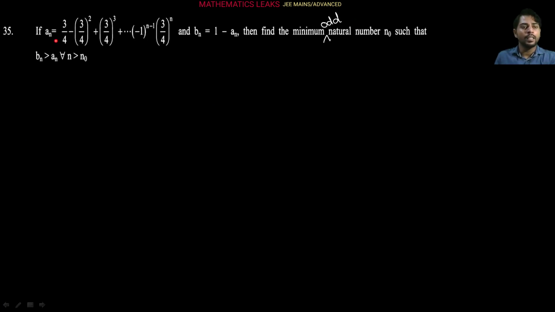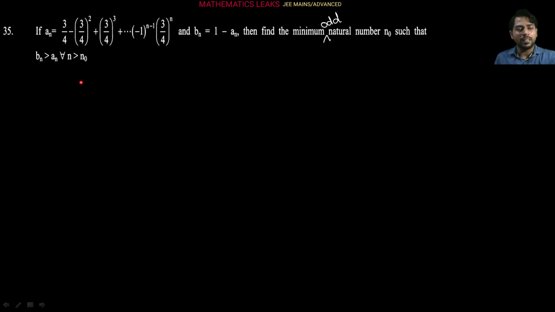Next question is, if an is equal to 3 upon 4 minus (3 by 4) to the power 2 plus (3 by 4) to the power 3 plus dot dot dot plus (minus 1) to the power n minus 1 into (3 by 4) to the power n, where bn is equal to 1 minus an, then find the minimum odd natural number. This is here odd, everybody just observe here. Here is the editing part, here was the mistake in the question. It is here: find the minimum odd natural number n naught such that bn is greater than an for all n greater than n naught, right?